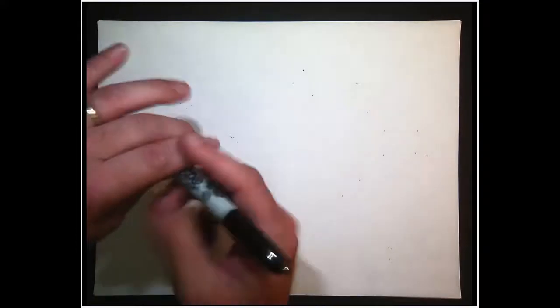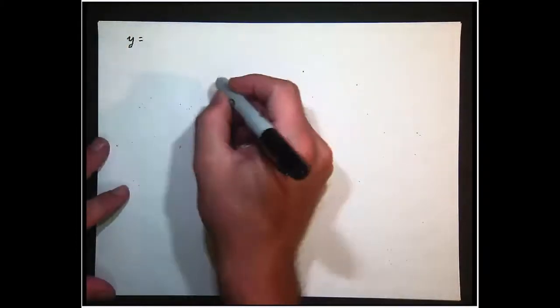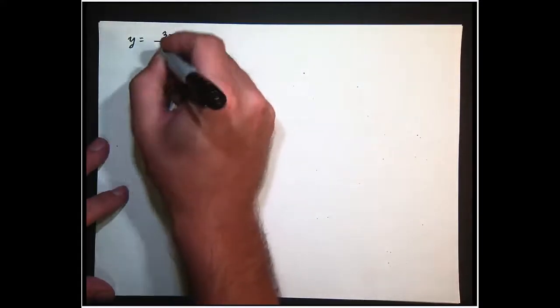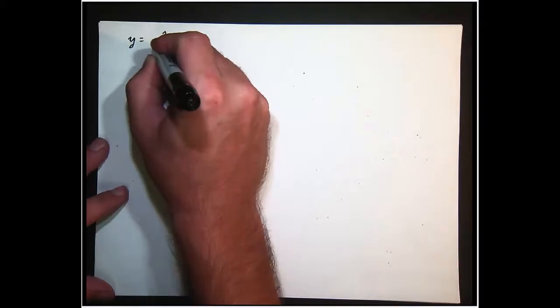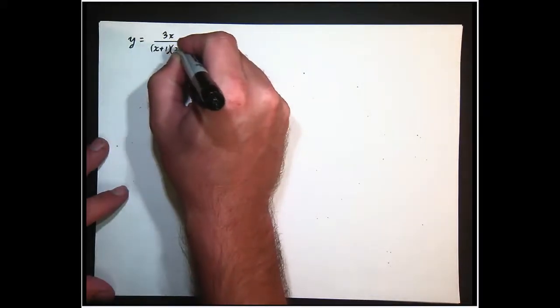So here we go. Trying out a new Sharpie. The problem was y equals 3x over (x plus 1) times (x minus 2).